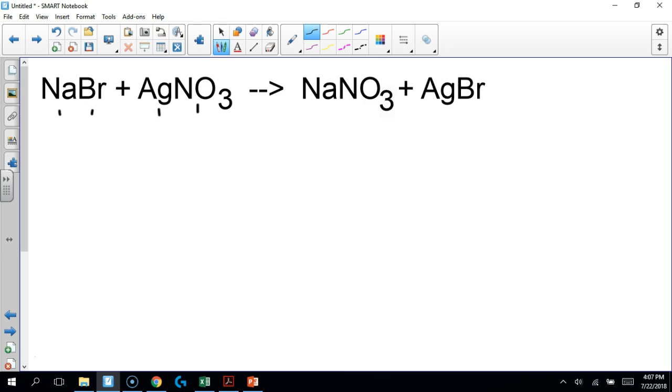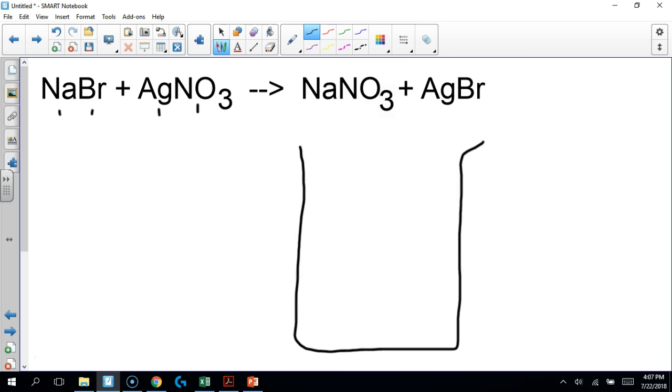These can react with each other, and we can facilitate that reaction by putting them in water. So I'm going to kind of ignore everything here. Watch what happens. I'm going to take a big beaker because I need a lot of space, and then I'm going to fill it with water.